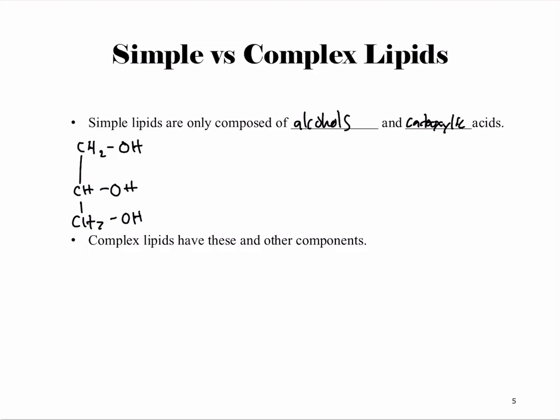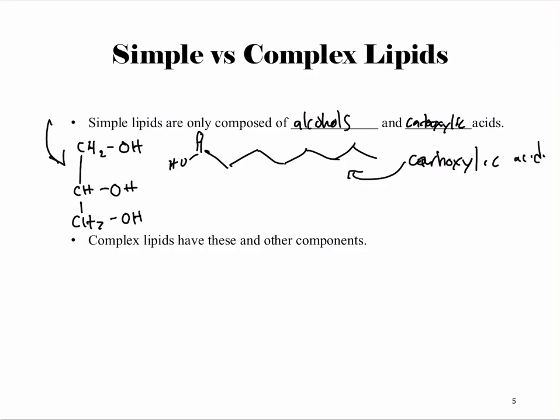The other component is the fatty acid, which is the carboxylic acid side of this molecule. So if we had a carboxylic acid and then a long nonpolar chain or something, this would be the carboxylic acid, and this could be the alcohol.